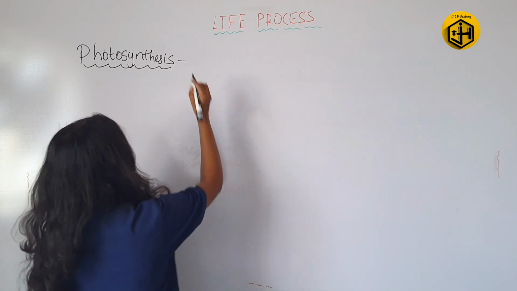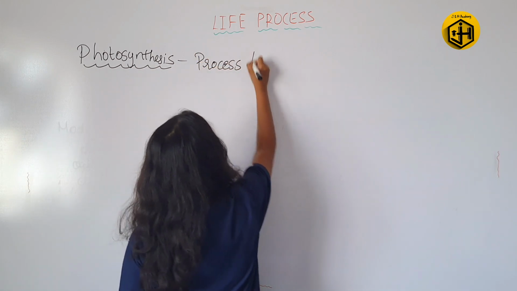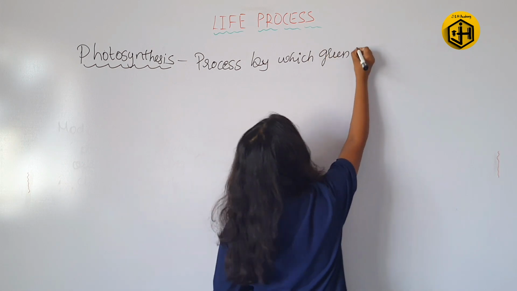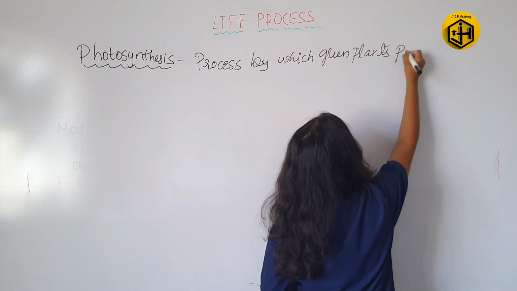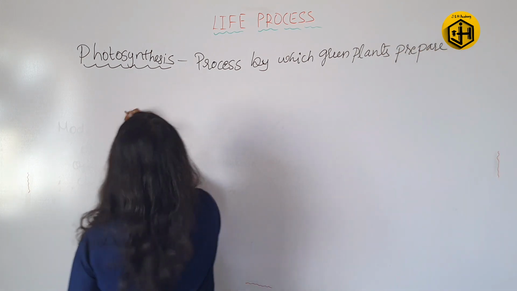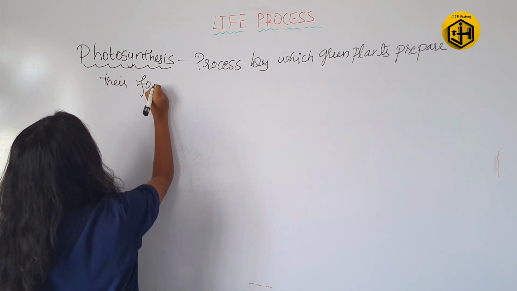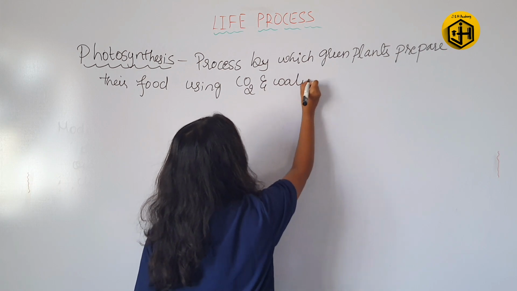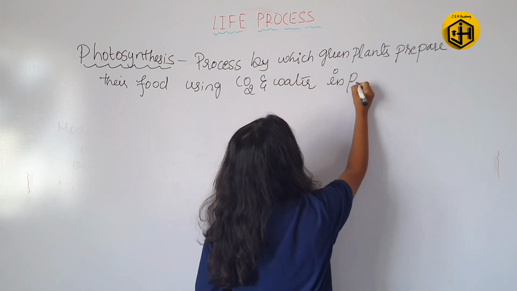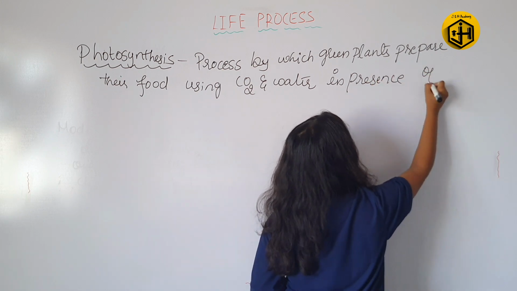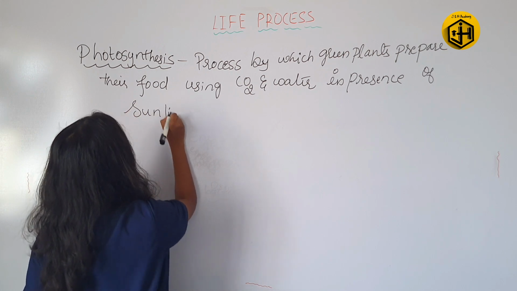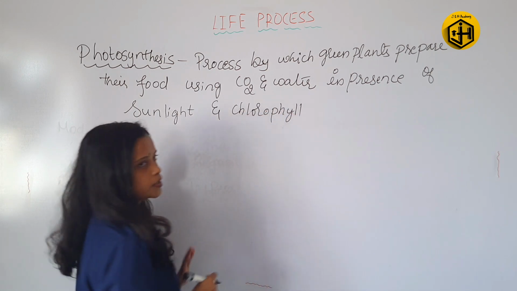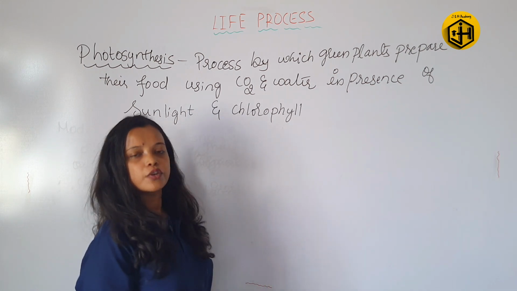So let's write the definition. Process by which green plants prepare their food using carbon dioxide and water, in presence of sunlight and chlorophyll, is called photosynthesis.